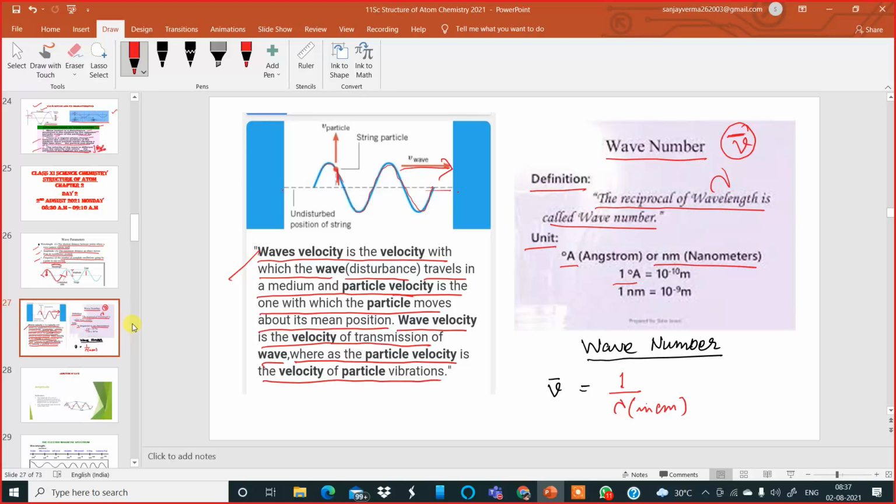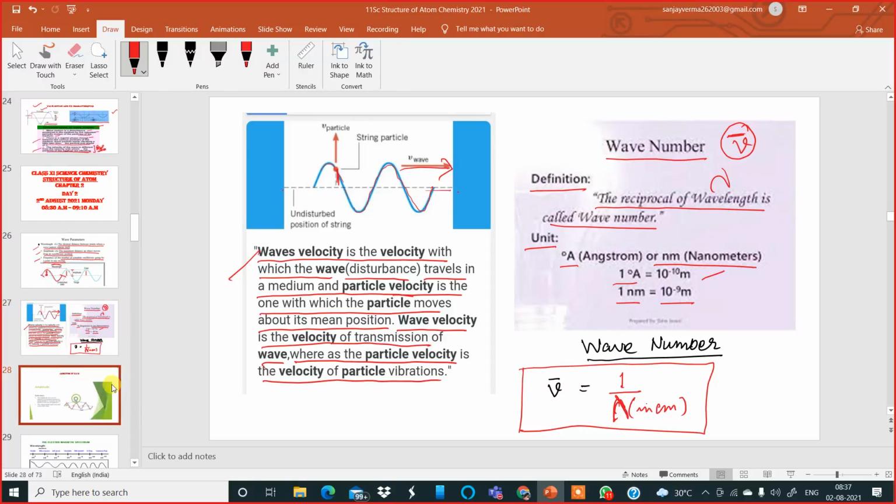1 angstrom is 10 to the power of minus 10 meter. 1 nanometer is 10 to the power of minus 9 meter. So you can see, to calculate the wave number, you should know the wavelength, and then it is possible to get the wave number. So these are some important parameters.